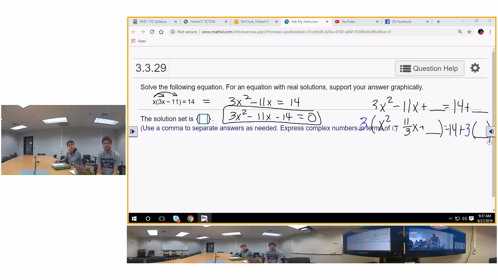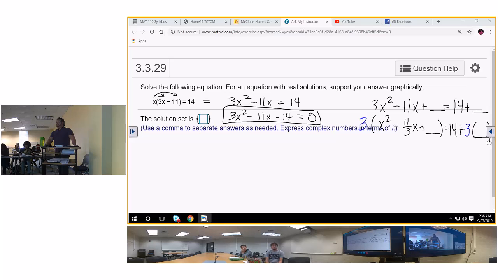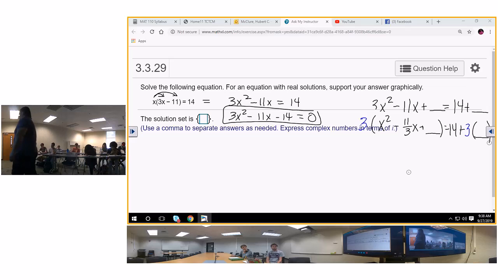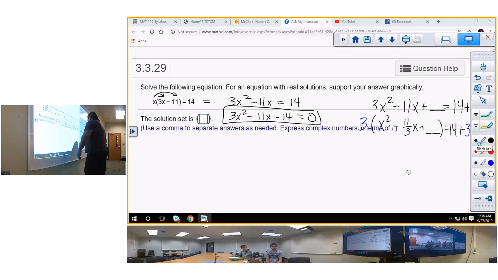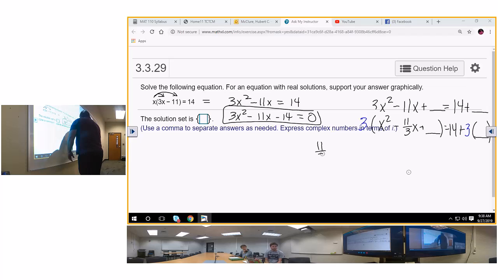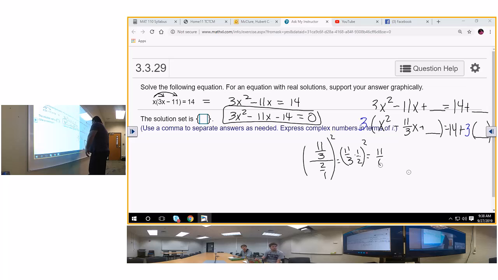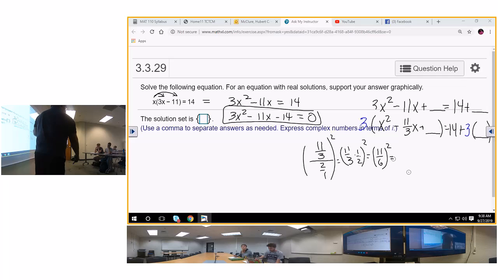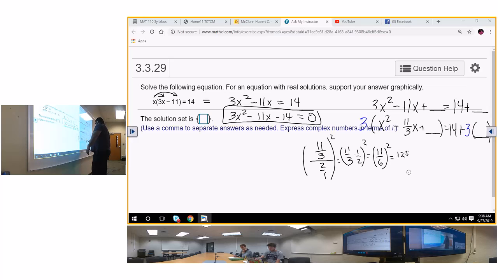So 11/3 divided by 2 is the same thing as 11/3 multiplied by what? 1/2. Good. Y'all are the ones that follow directions. So 11/3 divided by 2 over 1, squared. 11 thirds multiplied by 1/2, squared. 11 over 6 squared. And we're still dealing with elementary mathematics, so all of you know that 11 squared is 121 over 36.